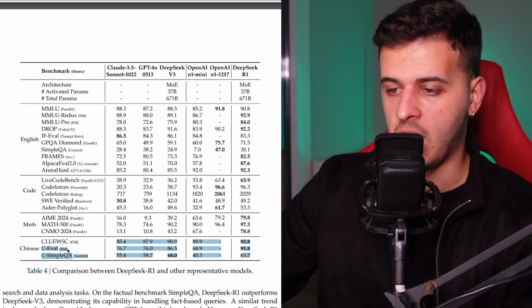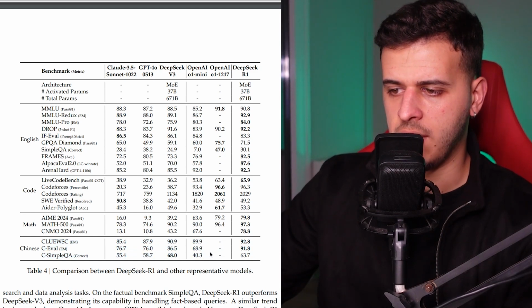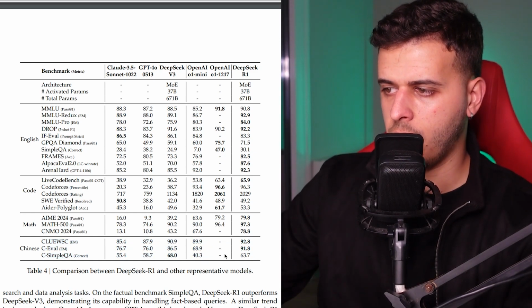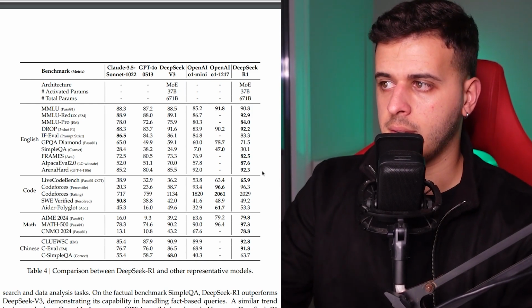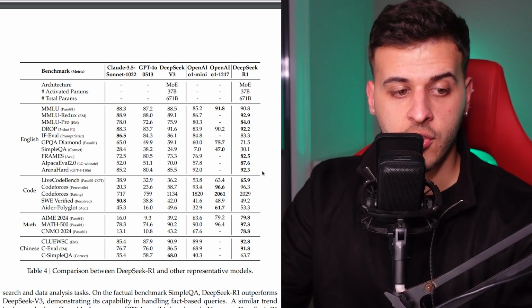And also it's very good at Chinese, because I think O1 is not trained for that, or they did not run it for that kind of thing. But yeah, it seems like a very good model, and this is very exciting for open source research.